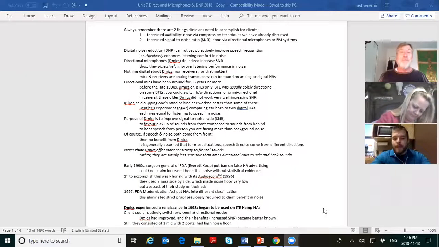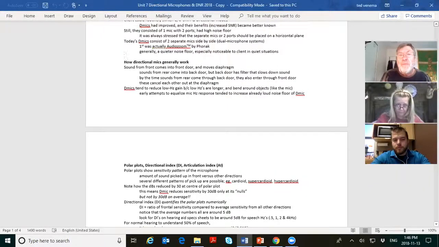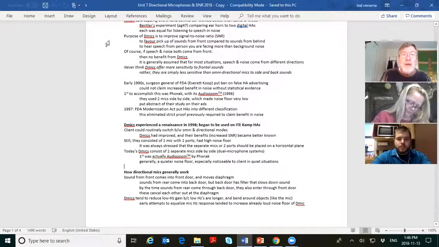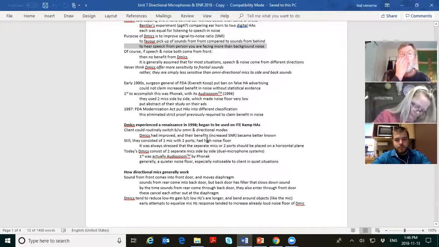So let's read about D-mics and how they work. It's kind of interesting how they do work. So we are working our way down the page here. All right, where are we here? You read a bit of history here. Now, the purpose of D-mics is to improve SNR, to favor the pickup of sounds from the front compared to sounds from behind. And that assumes that the person you are facing is in front of you.